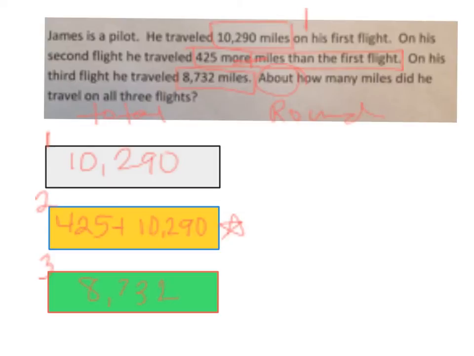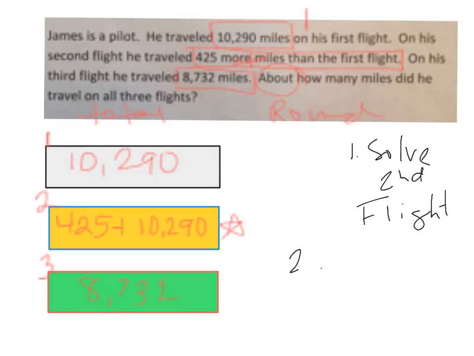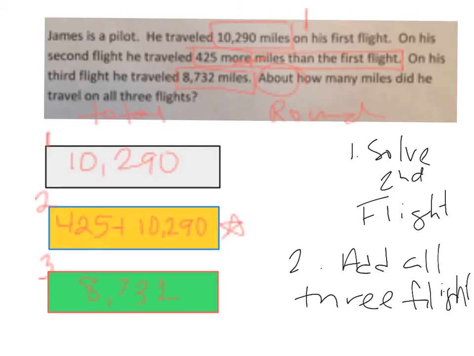So now I have my steps in my head. I know I'm going to do number 1 first. The very first thing I'm going to do is solve for my second flight. And then step number 2, I'm going to add all three flights together. Oops. Okay, I know that's messy, but you understand what I'm saying.